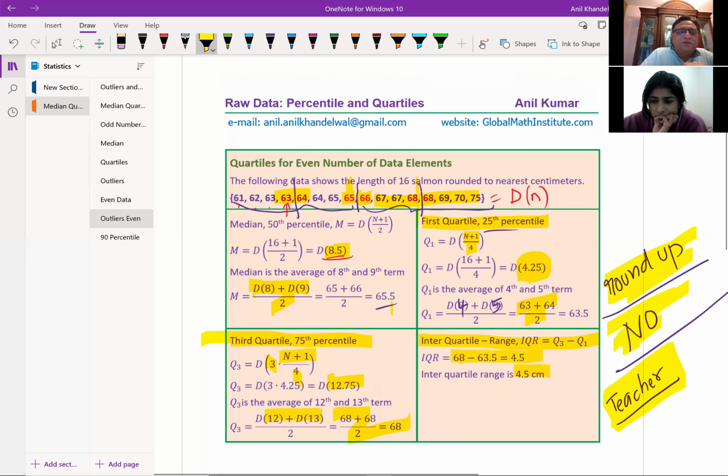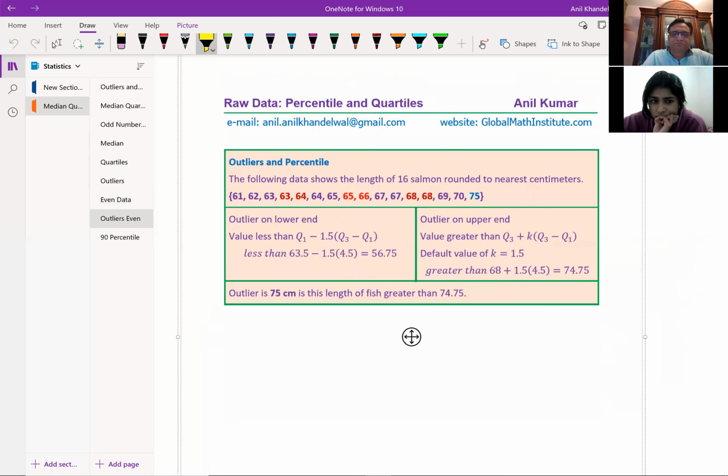Now, let's look into the outliers for this case. We are using 1.5 as the value of K, okay? So we look at the left side of Q1, which means Q1 minus 1.5 times the interquartile range. Q1 being 63.5 minus 1.5 times 4.5 will give you a value of 56.75. The data is more than that. Therefore, on the lower side, we do not have any outlier for this particular example.